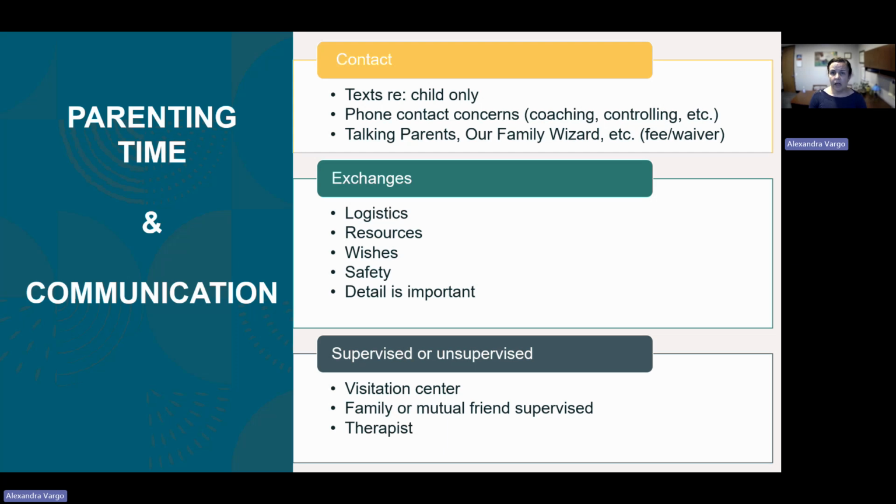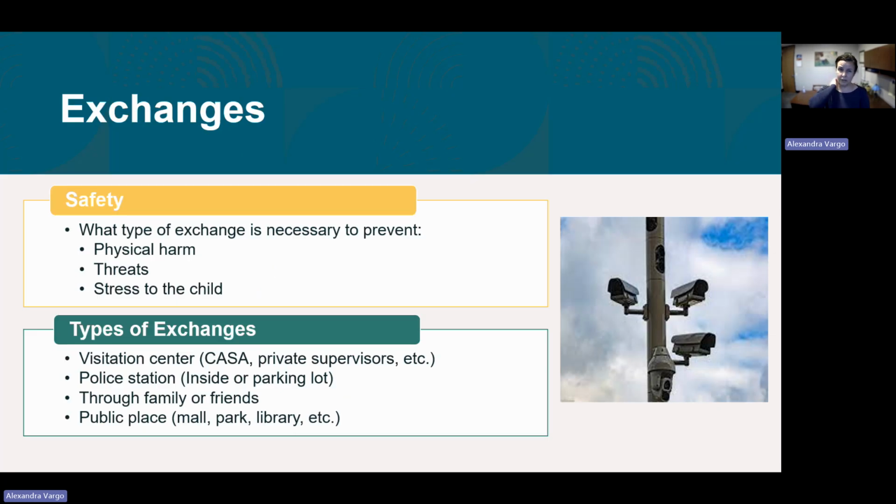Many folks use Talking Parents or Our Family Wizard or some other sort of communication app. Text messages are sometimes used regarding the children, but it's a little easier to delete or modify messages that way. So I encourage folks to use Our Family Wizard or Talking Parents if they are only communicating in writing. And then for exchanges, just be sure you're being thoughtful about those. And then you're going to want to clarify if parenting time is happening, if it's supervised or unsupervised. A little more about exchanges.